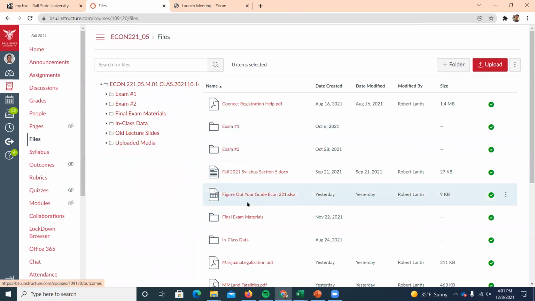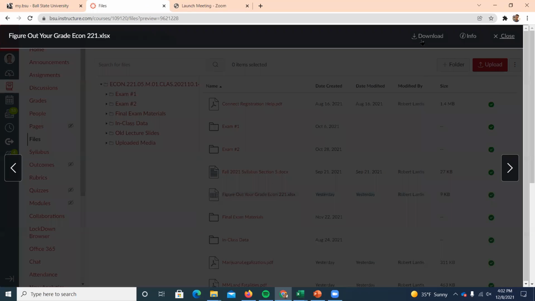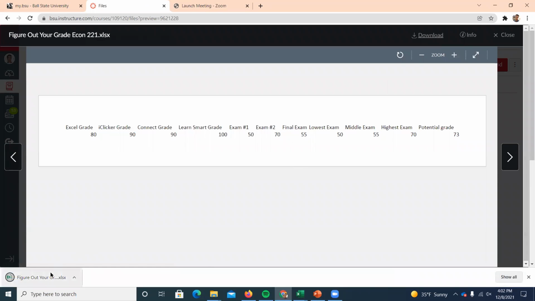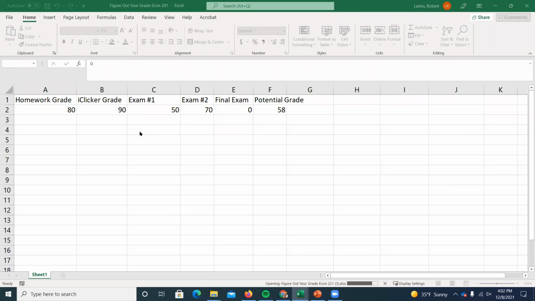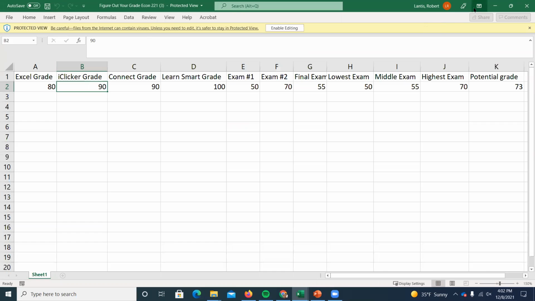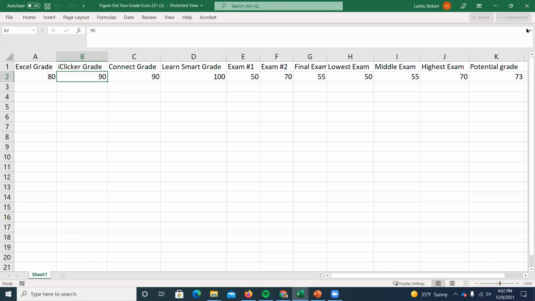You can then use this file that I put up, which is called what? Figure out your grade. So we'll download this here real quick. There we go. So the way that you'll use this is, currently you can use whatever your current grade is in that Connect category. But once the due date has passed for all of them, you will eventually use your Connect grade with the lowest dropped. And you can play around with what score you get on the final to get different grades.